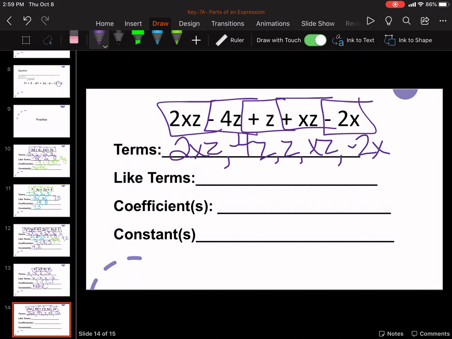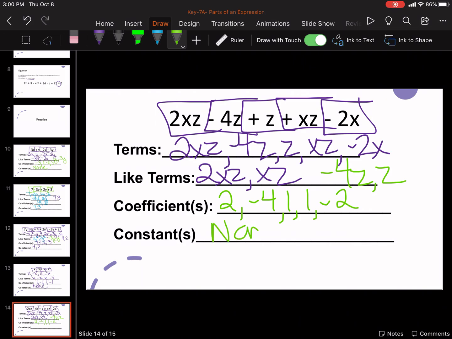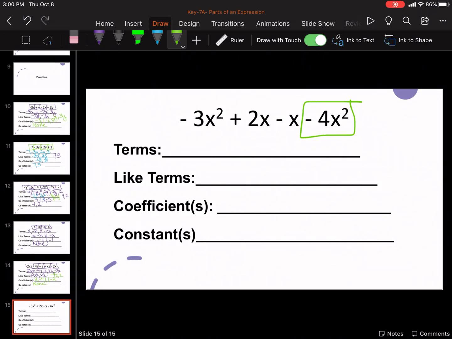Okay, like terms. So think about the Kardashians. The Kardashians are one family. The Wests are another family. The Kim Kardashian West are Kardashian West. That's like your hyphenated last names. So think about, there's the Z family, there's the X family, and then there's the XZ family. So those can't be combined, just XZ families. So 2XZ and XZ are like terms. And then -4Z and Z are like terms. So nothing can combine with that -2x. My coefficients are 2, -4, 1, 1, and -2. Constants are none.